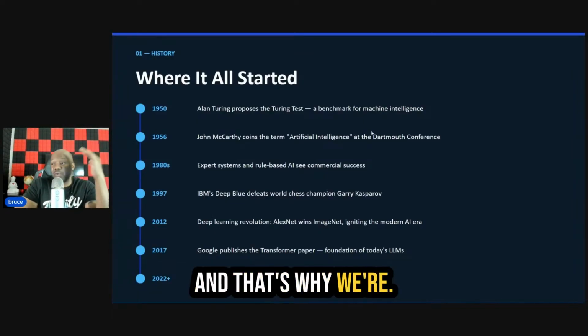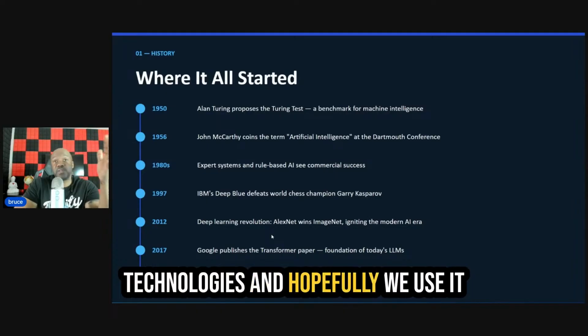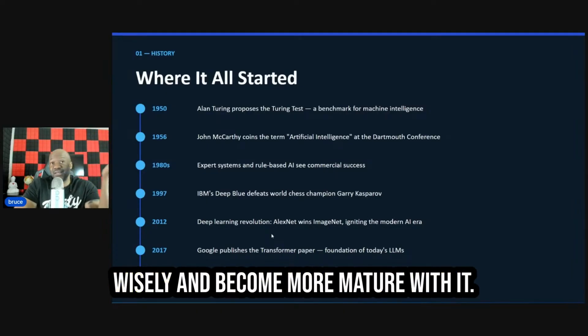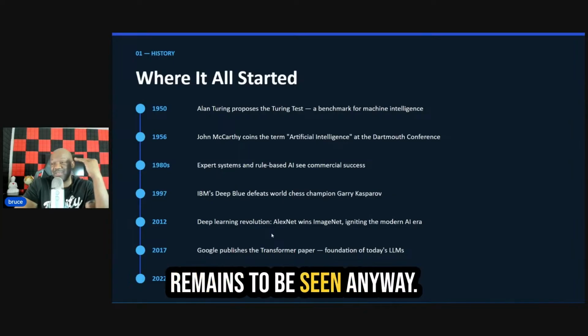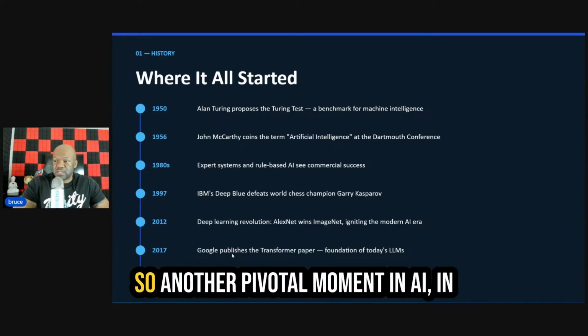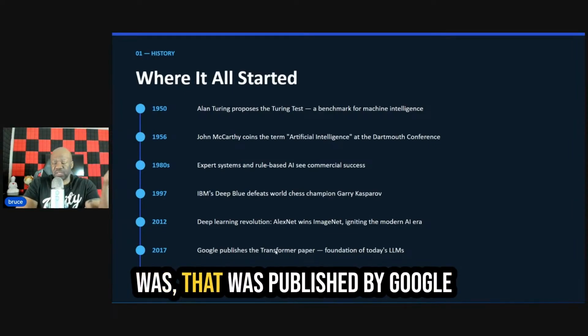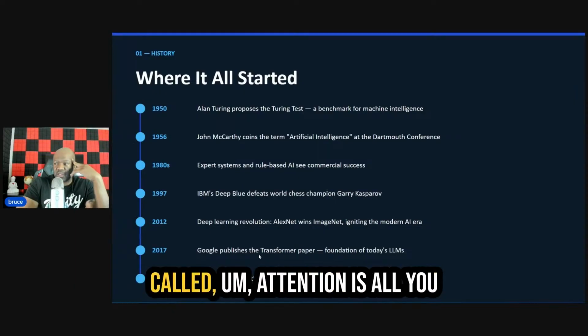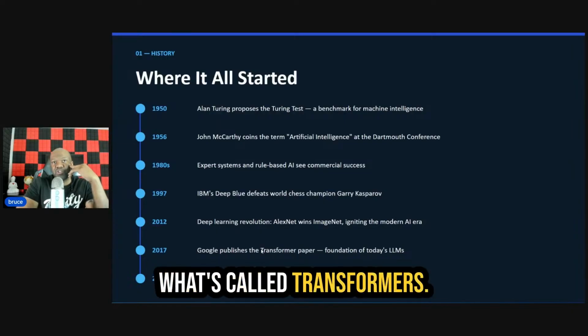And that's why we're here today, using these technologies, and hopefully we use it wisely and become more mature with it. But that remains to be seen. Anyway, so another pivotal moment in modern AI is a paper that was published by Google called "Attention is All You Need," where they talked about what's called transformers.